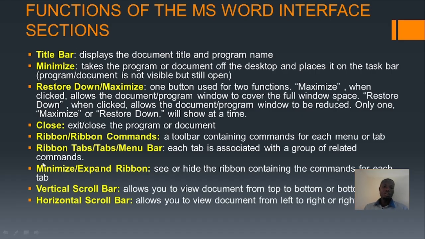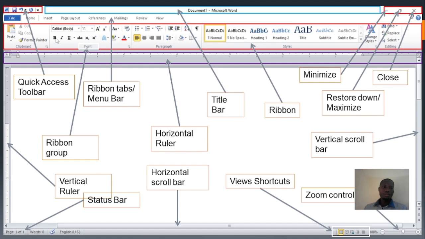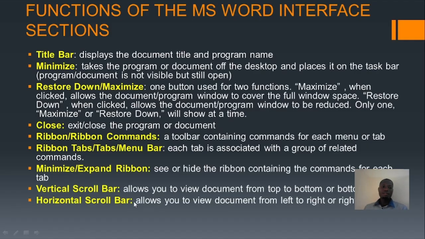And then we have the ribbon, and ribbon commands. So the ribbon, we have seen it here. This is the ribbon. All along this wider section here, it is the ribbon. And what is the function of a ribbon? We are saying it's a toolbar containing commands for each menu or tab. So whether it is the Home tab, you can get the commands from the ribbon. If you are at Insert, you get the commands of Insert from the ribbon, isn't it? That is very, very correct.